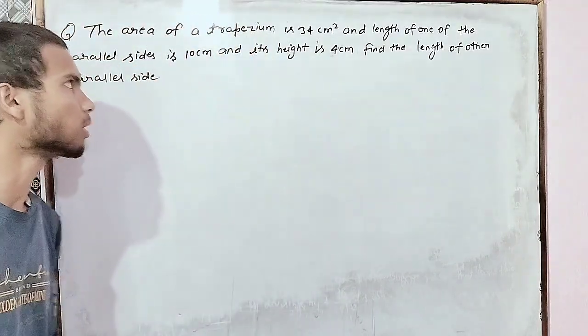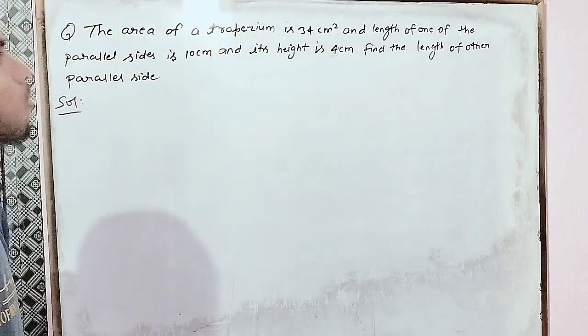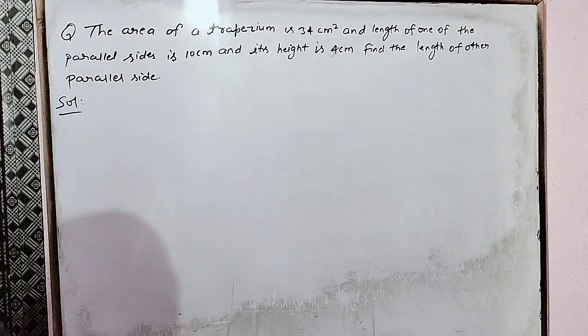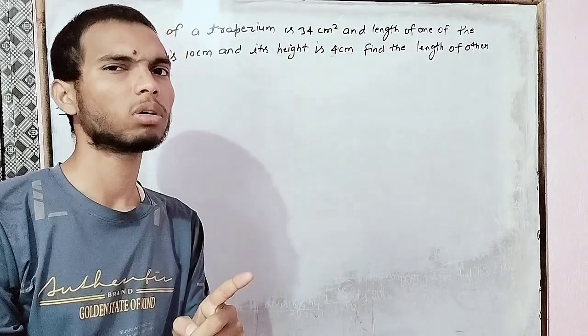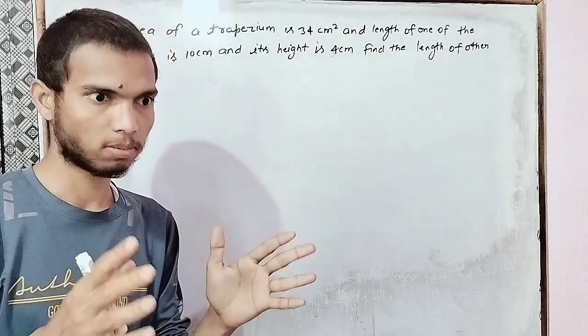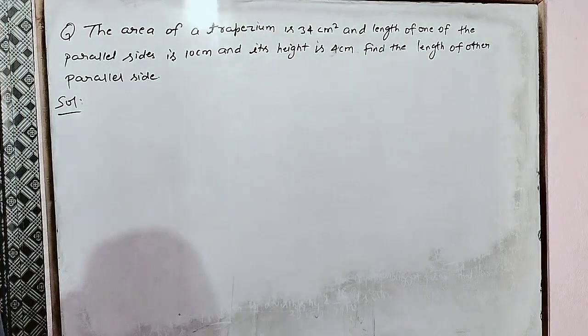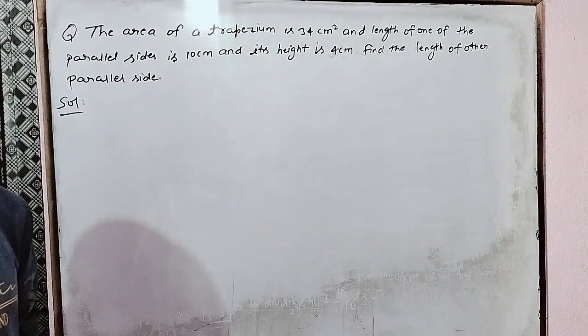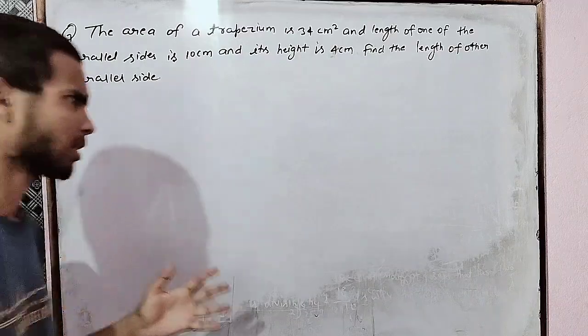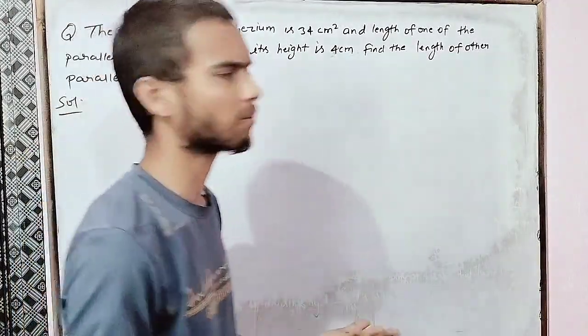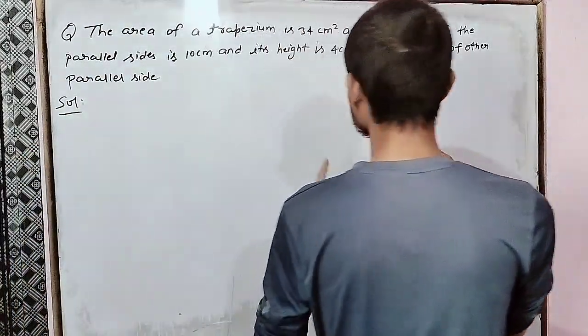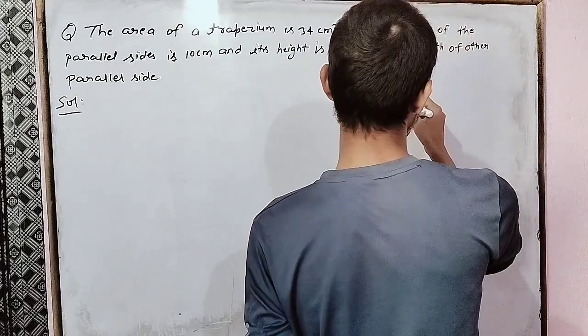So here, the length of one of the parallel sides is 10 centimeter. We just need to find the measurement of the other parallel line. Only one line. Its height is 4 centimeter. Find the length of the other parallel side. Let's make a diagram for more clarification. It is talking about a trapezium.